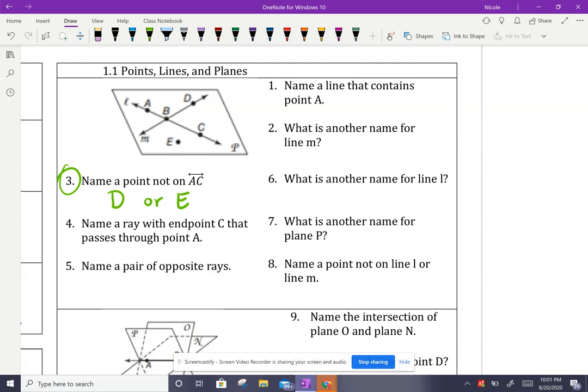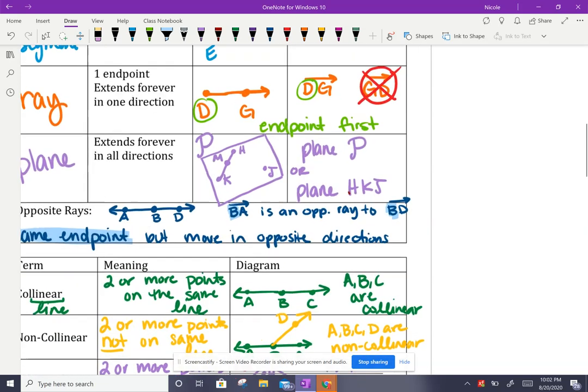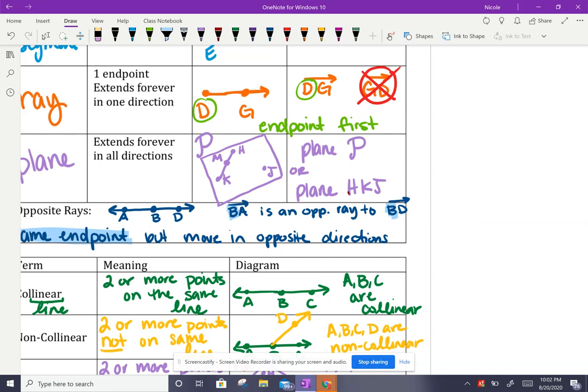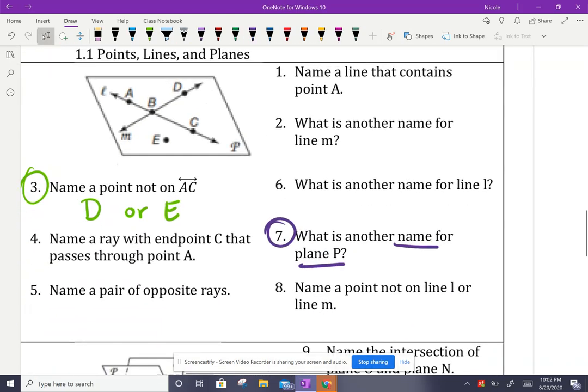Another question, let's see. Number 7, what is another name for plane P? Now, please, I use the note sheet as a reference guide. So it's asking for a name for the plane. Going back up to the top here, a plane. We used points H, K, and J. They cannot all be on the same line to name a plane. You can use 2 points that are on a line and then a third one, but they can't all 3 be on the same.